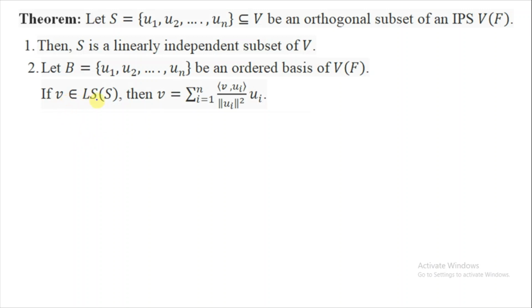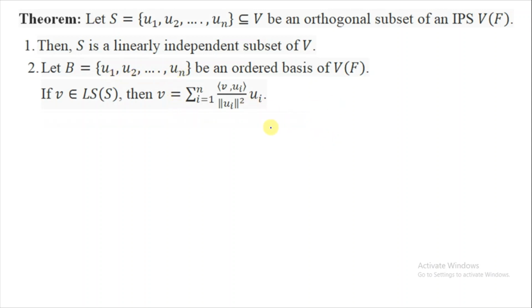If V belongs to the linear span of S, then V equals the sum over i equal to 1 to n of the inner product of V with Ui divided by norm Ui squared, times Ui. That means V is in the linear span. This is some number times Ui, a linear combination of the basis vectors. This is the important one: any vector in a linear span. These are actually the coordinates with respect to the vectors U1, U2, ..., Un.